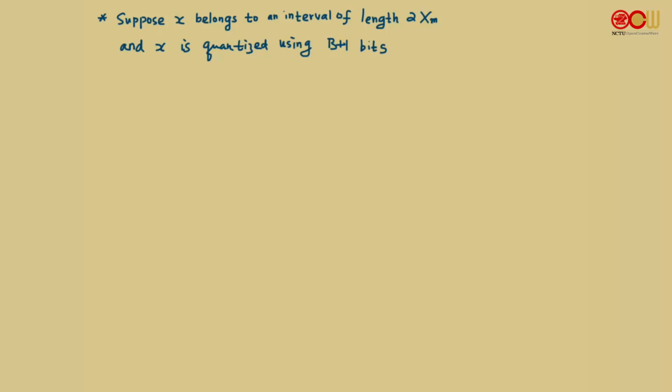Suppose x belongs to an interval of length 2xm. Okay, so here is an interval of length 2xm, from here to here. And x is quantized using b plus 1 bits. The quantizer is a b plus 1 bit quantizer in the A to D. This is a more general case than the example that we showed in the previous slide of a 2-bit quantizer. Now this is a b plus 1 bit quantizer.